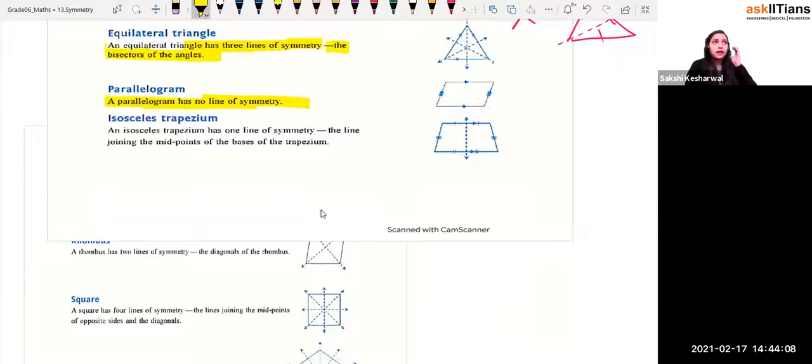What is a trapezium? As I have told you, a trapezium will have no lines of symmetry. But if I talk about an isosceles trapezium, it means the non-parallel sides are equal. So can you divide it from here or not? It has only one line of symmetry, that is through the midpoint of the base of the trapezium, right?